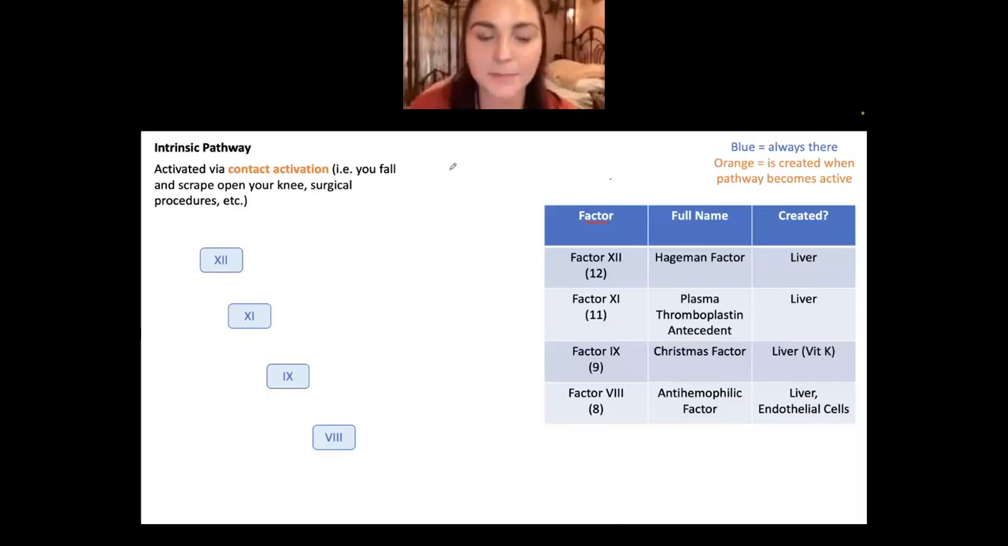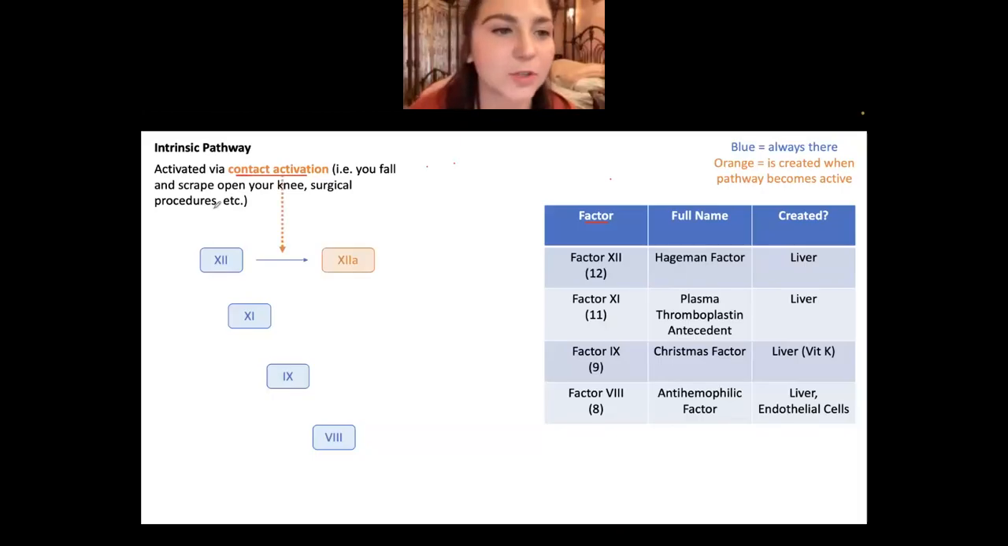So the intrinsic pathway, this is activated via contact activation. Contact activation means you are falling, you're scraping your knee, you have some sort of surgical procedure, where you would need clotting, where there's a breach in the skin barrier. That's contact activation, okay? So there's something actually happening.